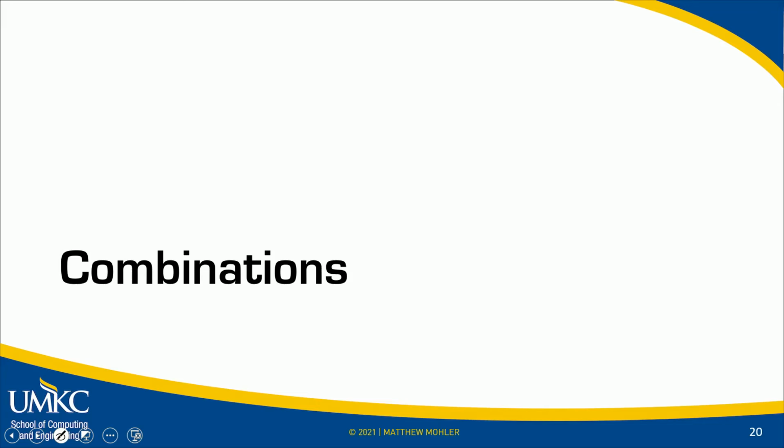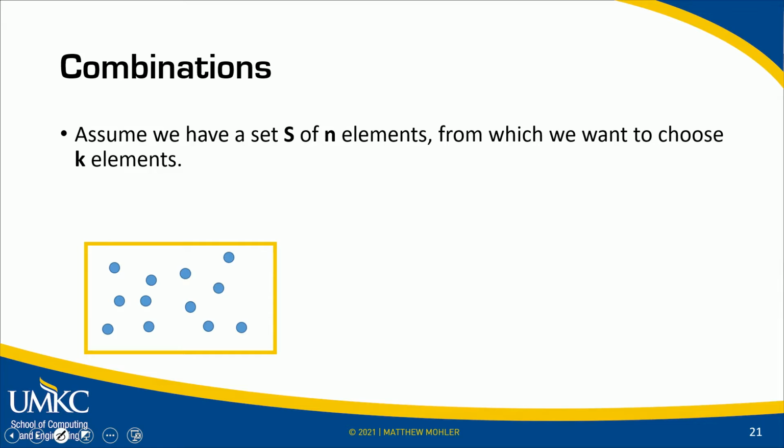In this next section, we'll be looking at combinations, and combinations are a way to pick basically an unordered number of elements. So let's assume first that we have a set S. This set here we'll call S, and it is comprised of n elements from which we want to pick only k elements. So there will be k elements within our event here.